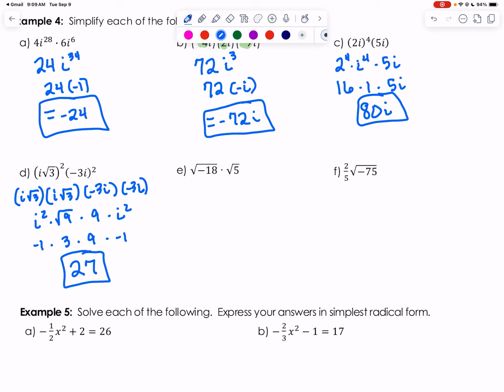All right, E, the square root of negative 18 times the square root of 5. So let's simplify the square root of negative 18. That would be square root negative 1 times square root 9 times square root 2 times square root 5. So the square root of negative 1 is i. The square root of 9 is 3. The square root of 2 will not simplify. The square root of 5 will not simplify. So 3 times i is 3i. And square root 2 times square root 5 is square root 10.